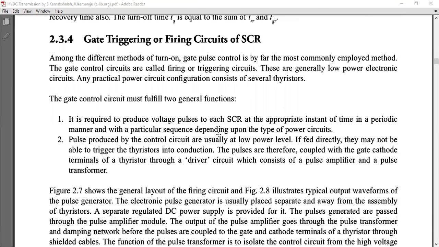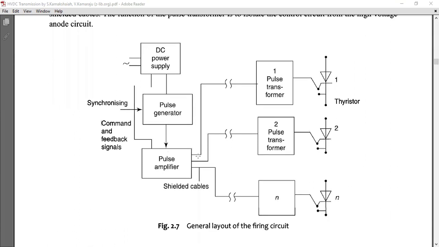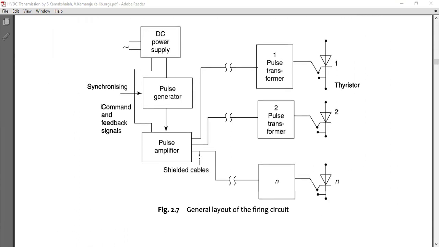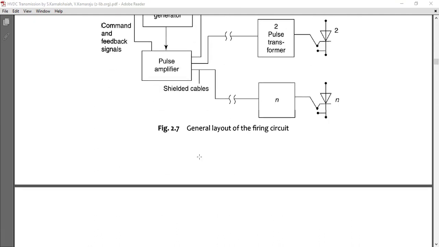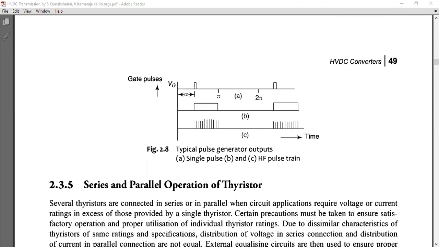Next, we have seen the characteristics of the turn on process and turn off process. Now we are going to look at gate triggering or firing circuits of the SCR. This is the firing circuit layout of the SCR. It shows the general layout, and these are the output waveforms of the pulse generator.